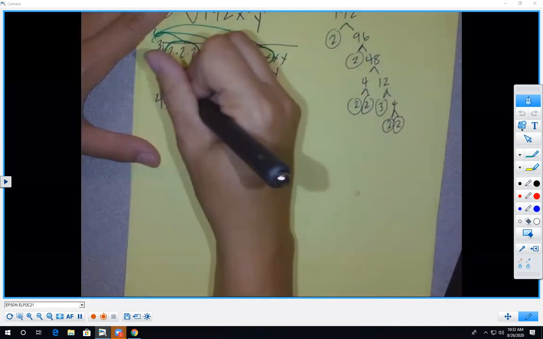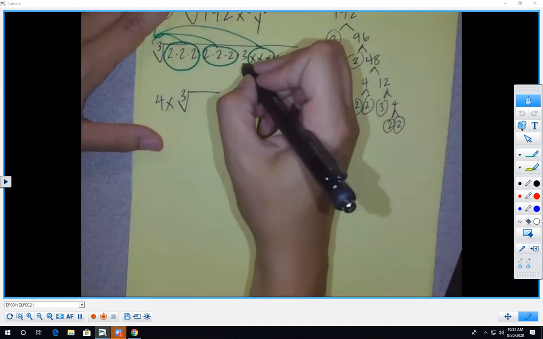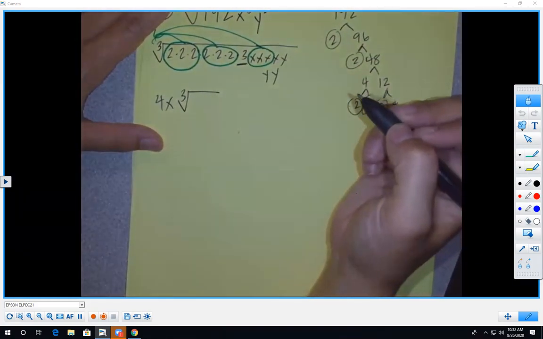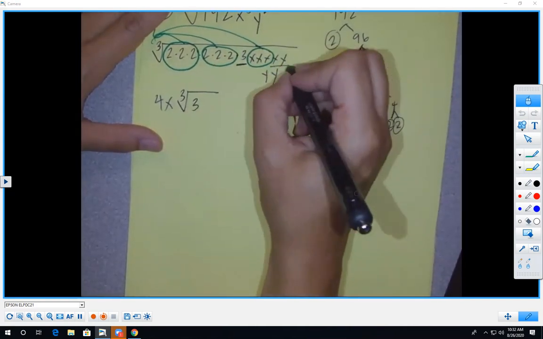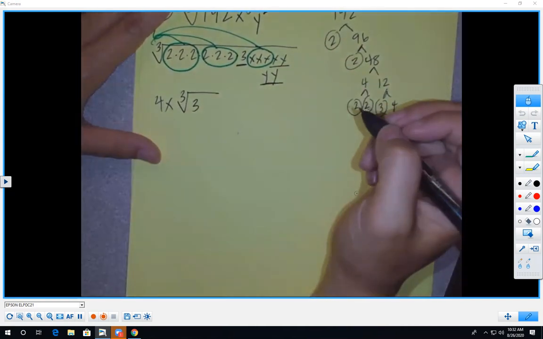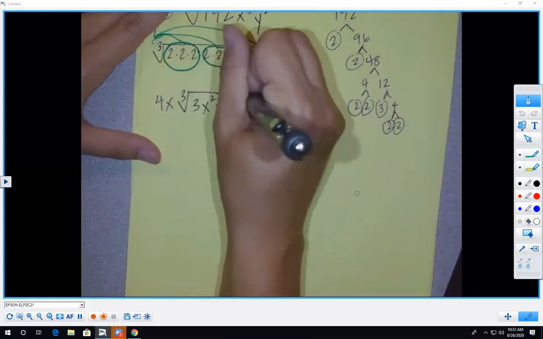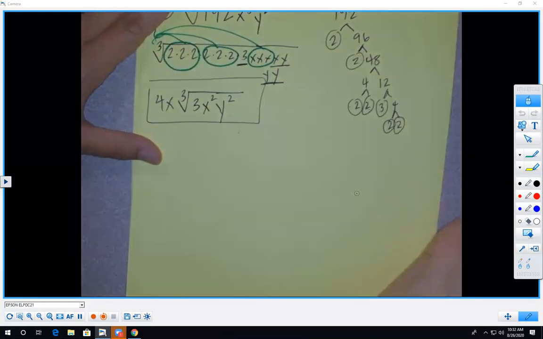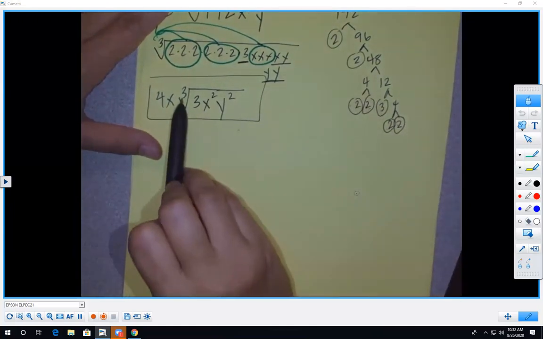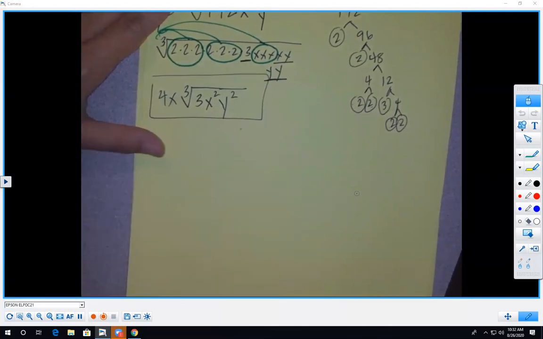And then the cube root of what's left over? 3 x squared y squared, because there's 2 x's and 2 y's. So 3x squared y squared. Be really careful. Make sure you put your 3 on the cube root there. Lots of people forget that and then get it wrong.